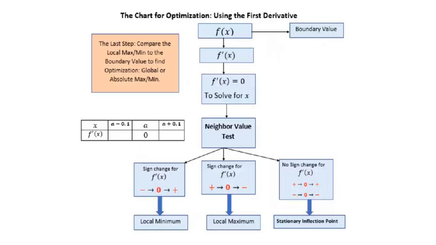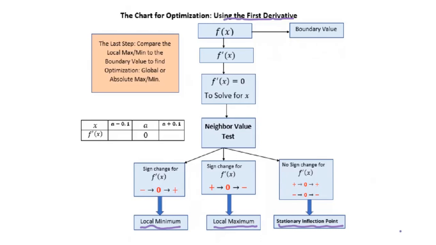This video is about how to use the first derivative to classify the stationary point. We know the stationary point includes local minimum, local maximum, and also stationary inflection point. So for this class, we will use the first derivative to classify which one is a local maximum, which one is a local minimum, or which one is a stationary inflection point.